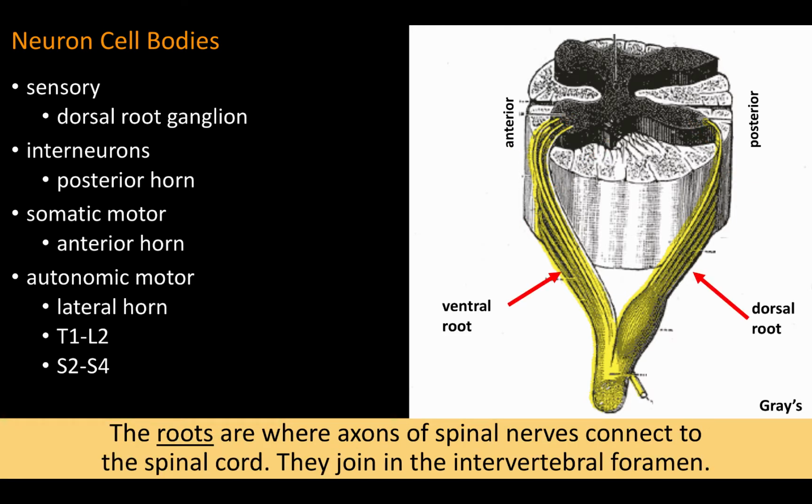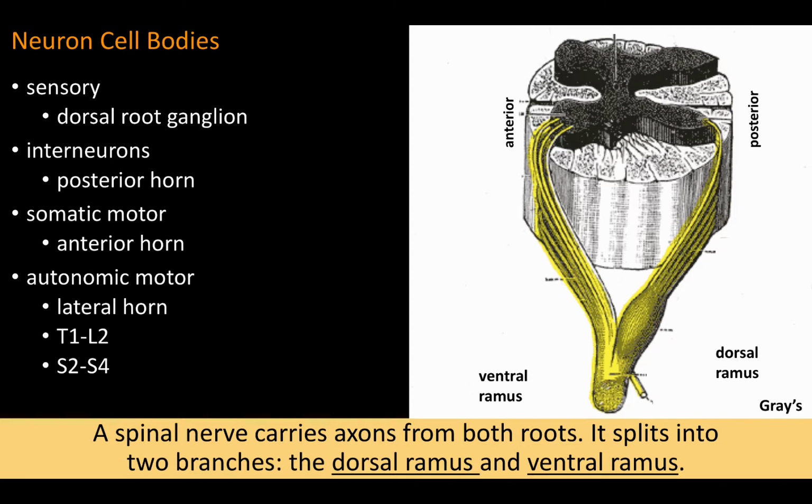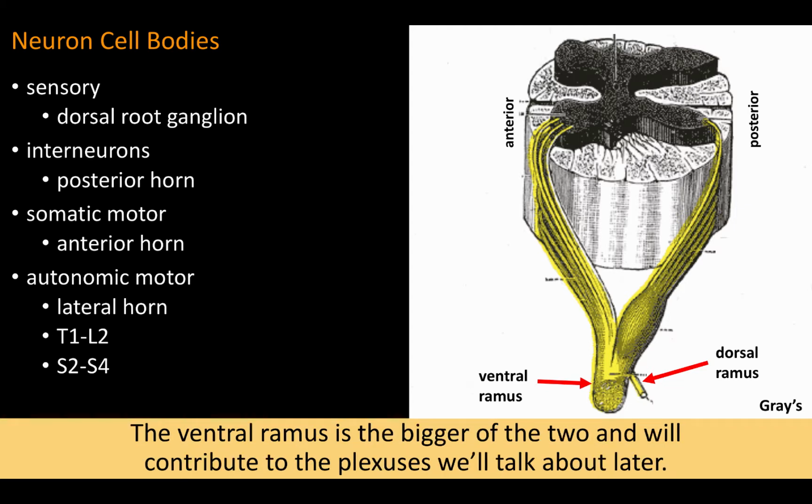The roots are where axons of spinal nerves connect to the spinal cord. They join in the intervertebral foramen. The dorsal root has a bulge, the dorsal root ganglion. We know that cell bodies are found in ganglia in the PNS. A spinal nerve carries axons from both roots. It splits into 2 branches, the dorsal ramus and the ventral ramus. The ventral ramus is the bigger of the 2, and will contribute to the plexuses we'll talk about later.